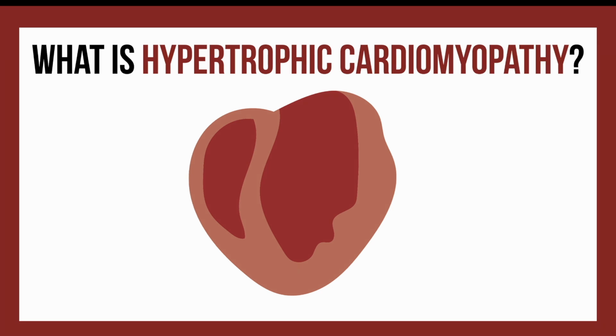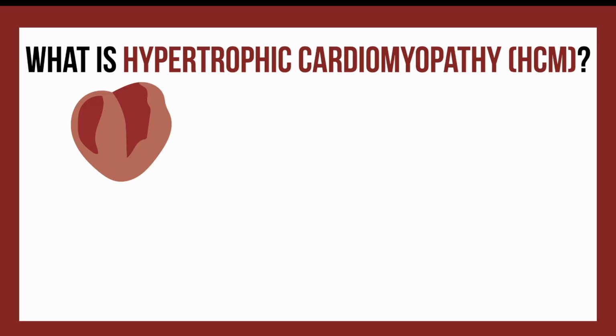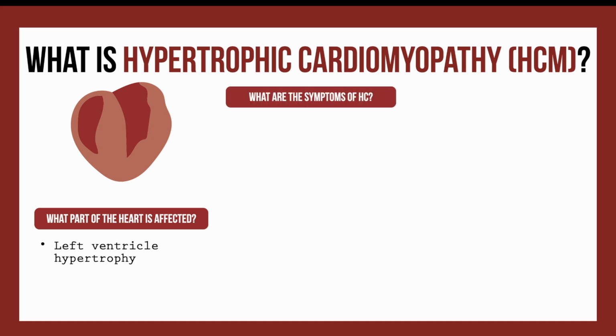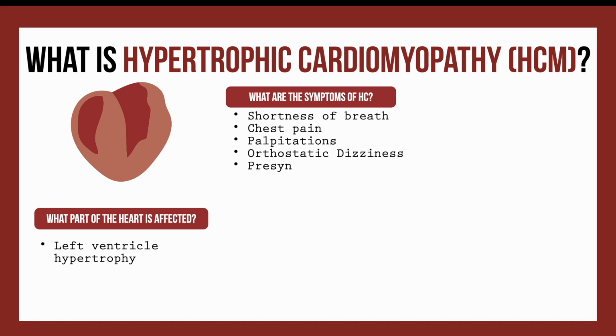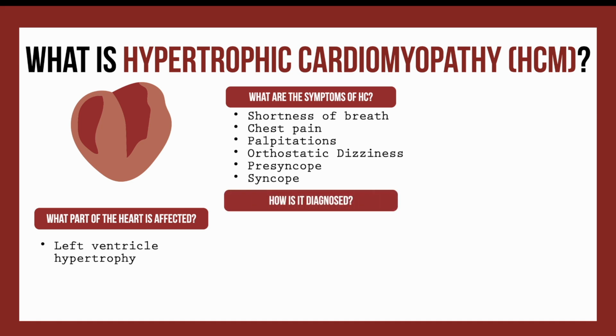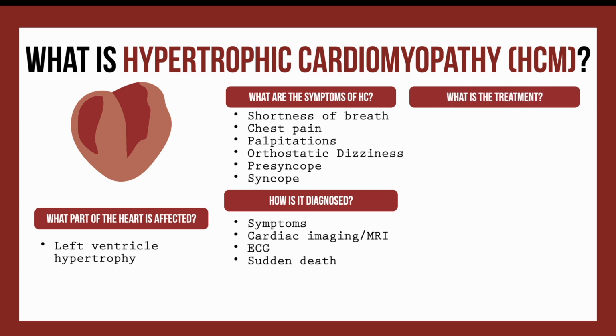Hypertrophic cardiomyopathy, or HCM, is defined by the presence of left ventricular hypertrophy in the absence of other cardiac or systemic disease. Common symptoms can include shortness of breath, particularly with exertion, chest pain, and palpitations. However, sudden cardiac death may be the first manifestation of disease, making it difficult to diagnose and treat. HCM is most often diagnosed in adolescence by either echocardiography or cardiac MRI.